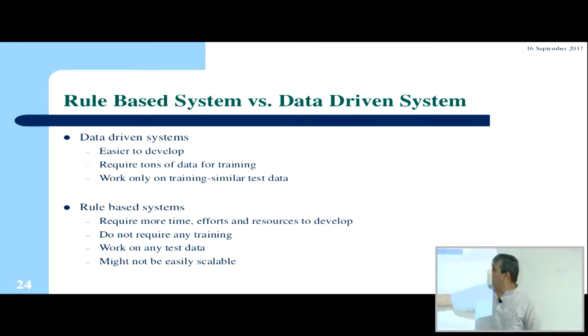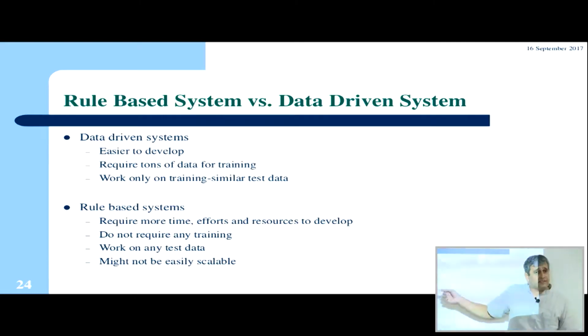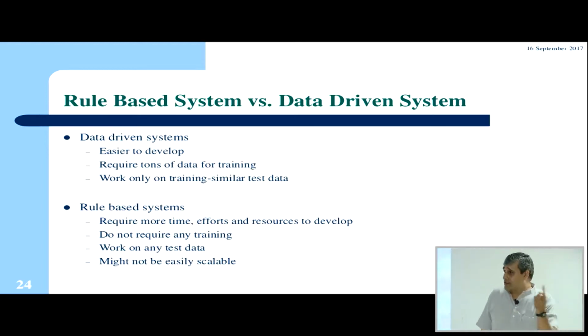Another debatable point is rule based system versus data driven system. These days we have all data driven systems. So, you have millions of bytes of data, etc. They are easier to develop, they require tons of data for training, but then they work only on similar test data. If there is some sentence that is outside of your training set, your system fails. So, you have to go back and retrain, or you cannot use the same system that is trained on legal data on medical data, for example. You have to retrain everything. Fine, it works, but that is the hassle.